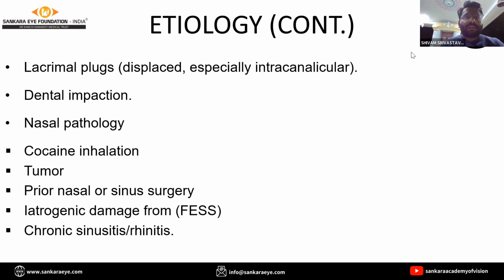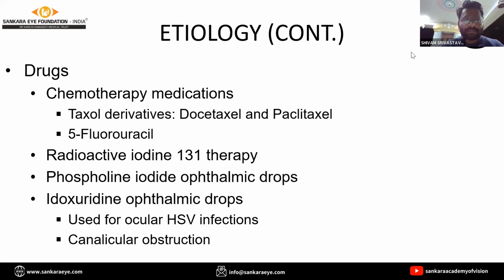Some of the other causes include displaced lacrimal plugs, dental impaction, and nasal pathologies, which can be because of cocaine inhalation, intranasal tumors, prior nasal or sinus surgery, iatrogenic damage from functional endoscopic sinus surgery, or chronic sinusitis or rhinitis.